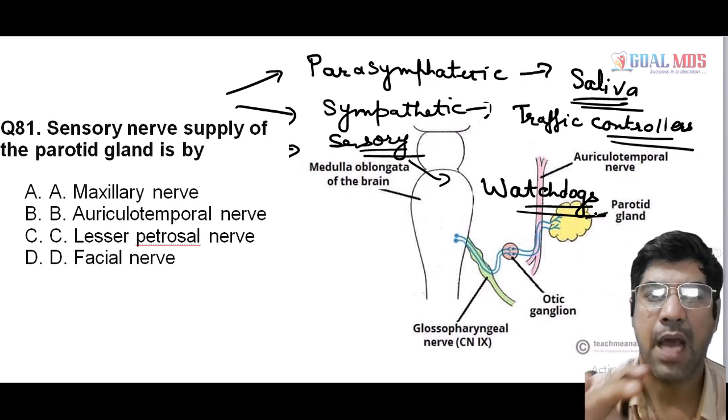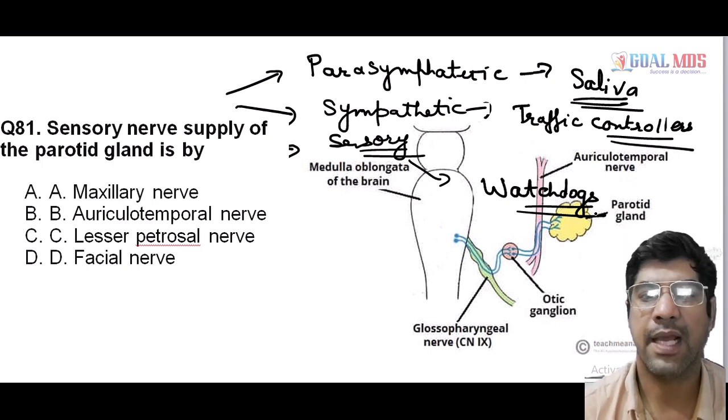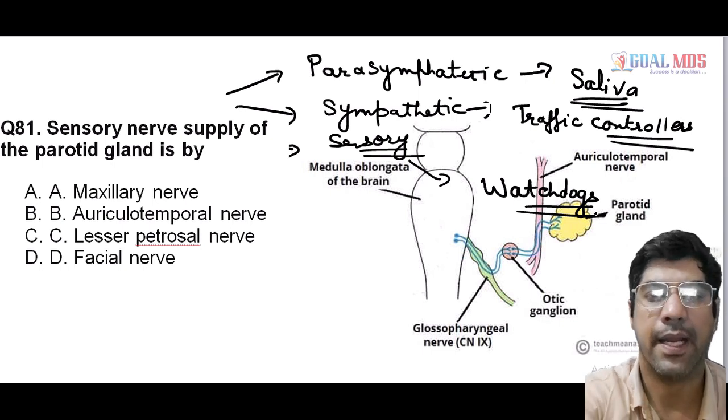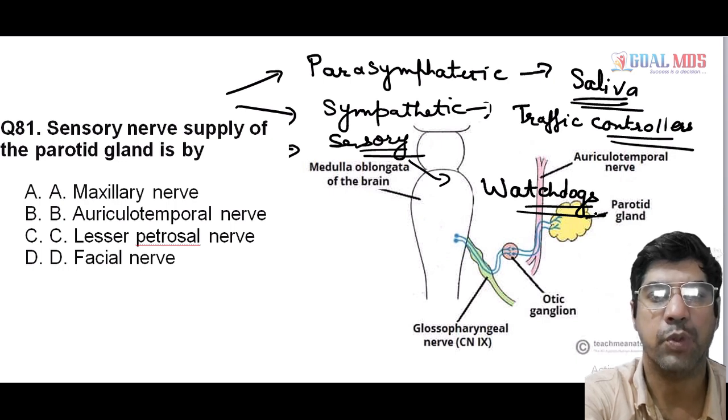They keep an eye on the surroundings of your parotid gland. If something unusual or potentially harmful happens in that area, these nerves send a signal to your brain to alert you. That helps you stay away from what's going on around your gland and in your head and neck. So the parasympathetic nerve starts saliva production, the sympathetic nerves control the blood flow, and the sensory nerves watch out for anything unusual.